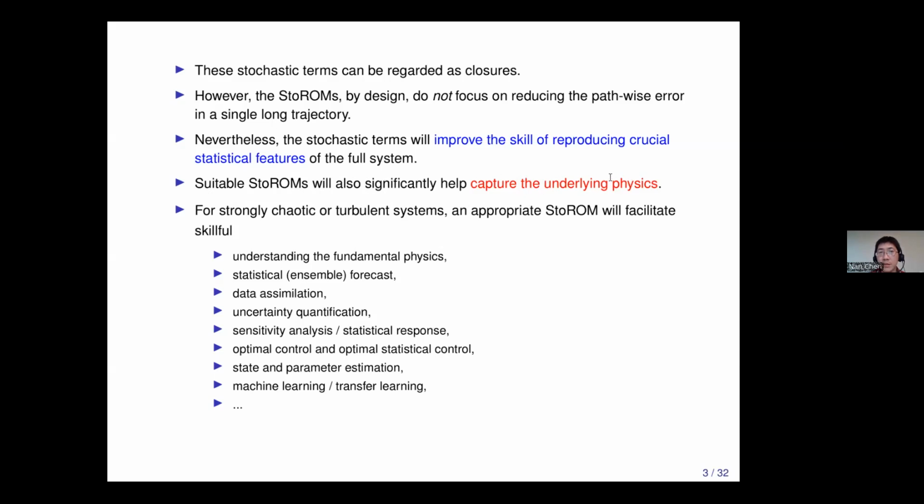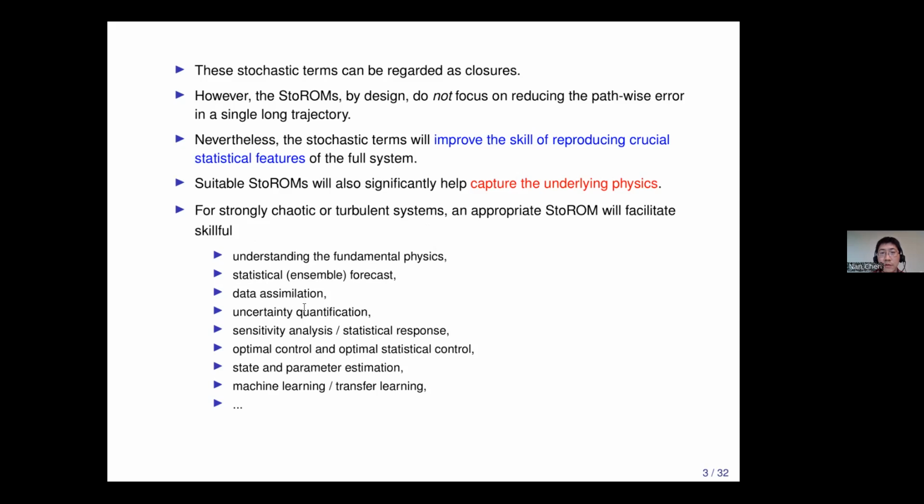underlying physics. So don't think these stochastic terms only help you improve the variability of your variable, but if you design them in a very suitable way, you can understand the physics very cheaply with these stochastic terms. So I list a few applications or key points when these stochastic reduced models are useful, especially for chaotic or turbulent systems. They can help us understand the fundamental physics, especially multi-scale features. They will be very useful for statistical or ensemble forecast in a cheap way.